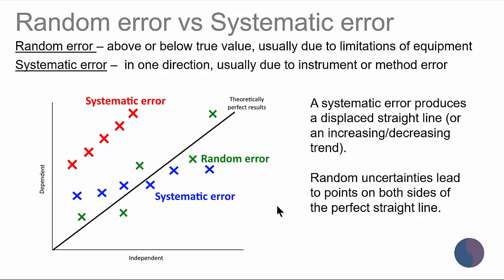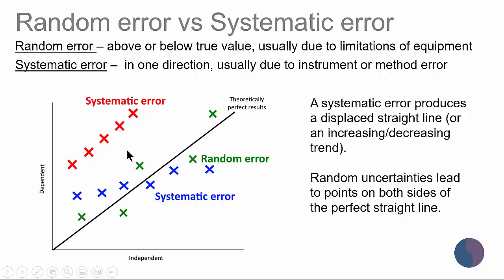Random error is just going up and down randomly, usually due to the limitations of the equipment. You don't really care too much about that as long as it's not too large. You're more concerned about systematic errors because that shows there's something wrong with your method. There's always random error present.